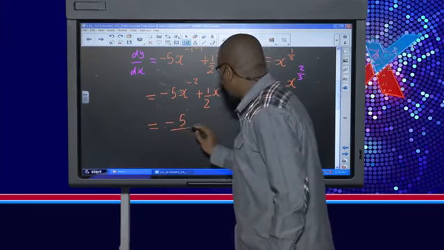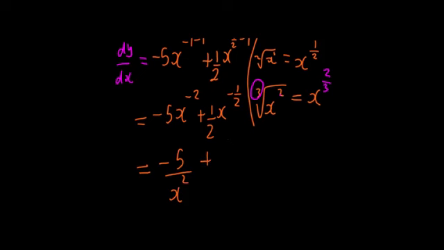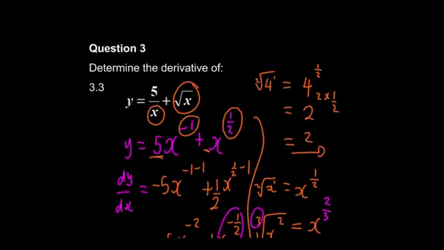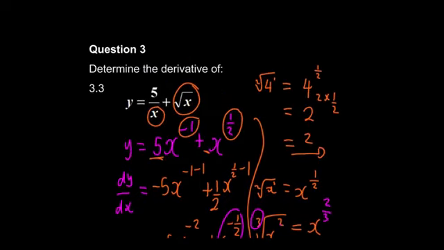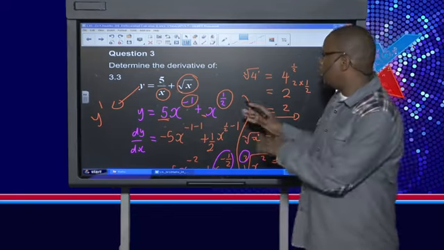This is negative 5 over x squared plus half. You take that x to exponent half down, so that will be your square root of x. So this is your dy/dx equals minus 5 over x squared plus half square root of x, right? So now they will keep on changing the notation and so forth, but it still means the same thing. With this question, they can say, okay, find y prime. They're still asking you to find the derivative of that function.